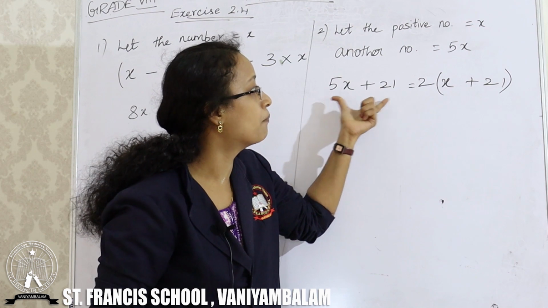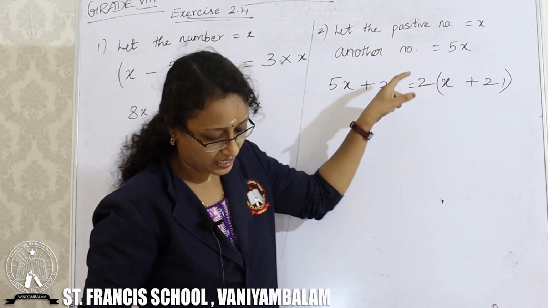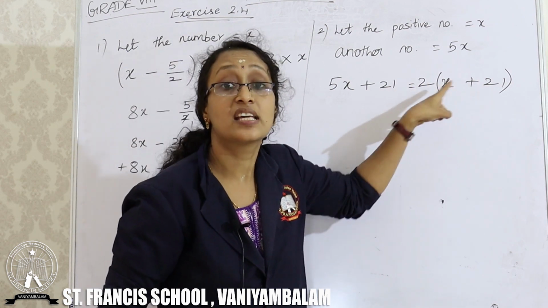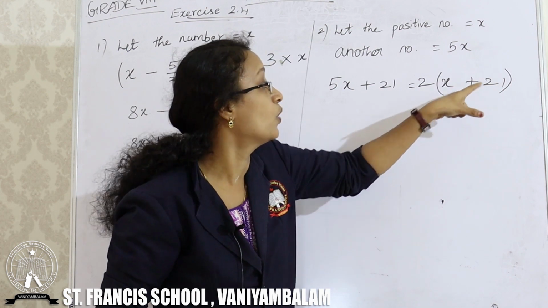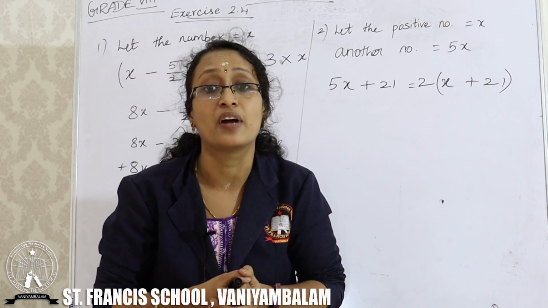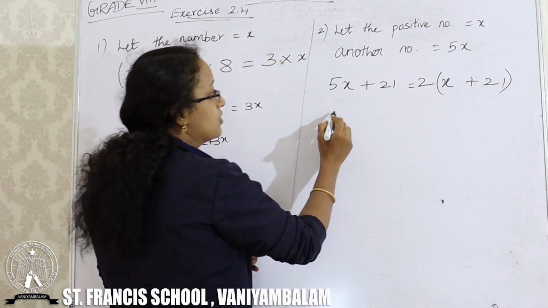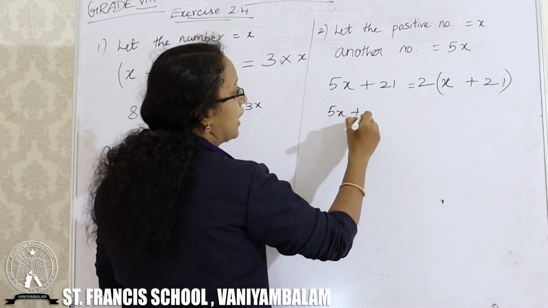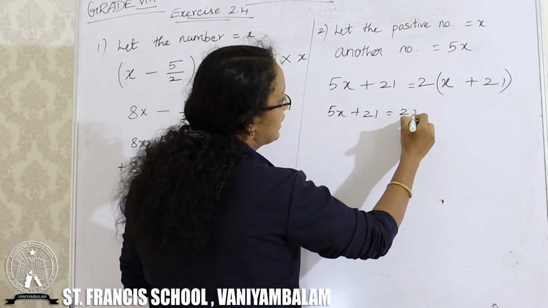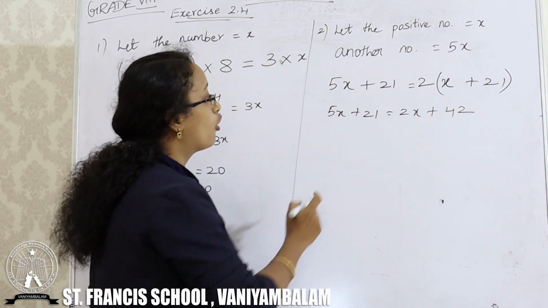One of the new numbers is twice the another new number. What is the another new number? x plus 21. So, twice the another new number, 2 into x plus 21. What is asked in the question? We have to find the numbers, both the numbers. So, how will you find it? 5x plus 21 is equal to, this 2 is common for both x and 21. So, multiply inside the brackets, you will get 2x plus 42.